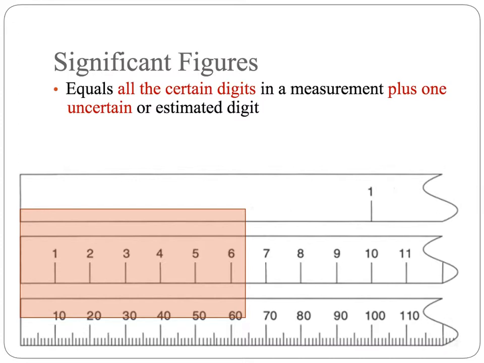The definition of a significant figure is that it is all the certain digits, all the numbers that you are certain about in a measurement, plus one that you're not quite so certain about, or maybe you had to estimate, which is just a reflection of your uncertainty because you had to estimate. The number of significant figures is affected greatly by the precision of your measuring tool, how much the space that you're measuring in has been subdivided.